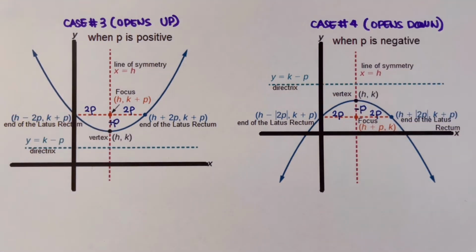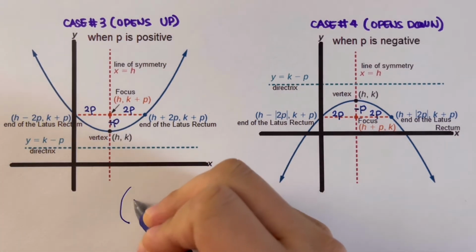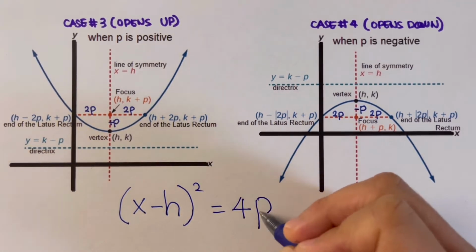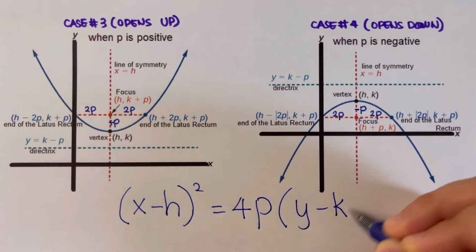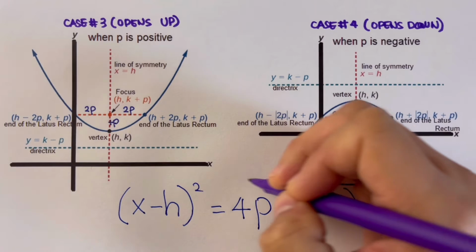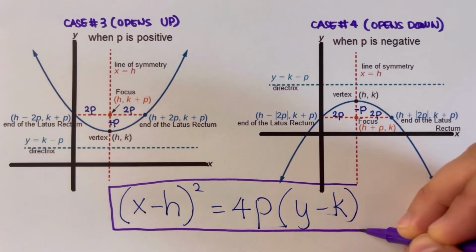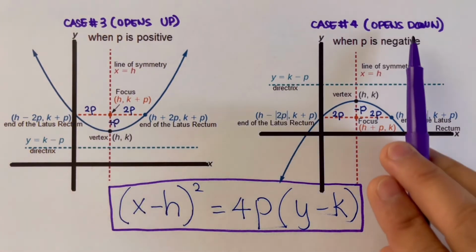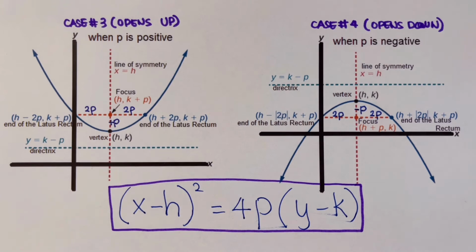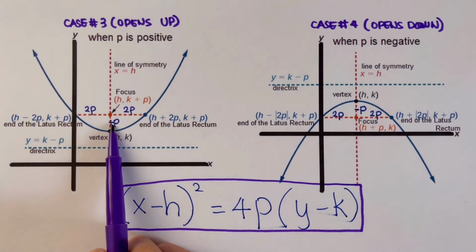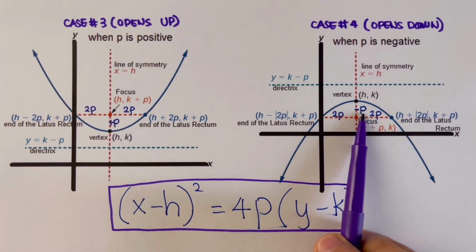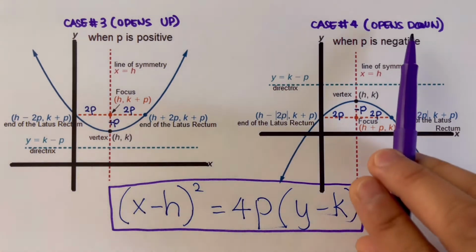For cases numbers 3 and 4, the general equation of the parabola would be quantity x minus h squared equals 4p times y minus k. This is the formula that would work for these 2 cases. Case number 3, when the parabola opens up, and case number 4, when the parabola opens down. We remember that if the p is positive, then it opens up. And when the p is negative, then the parabola opens down.